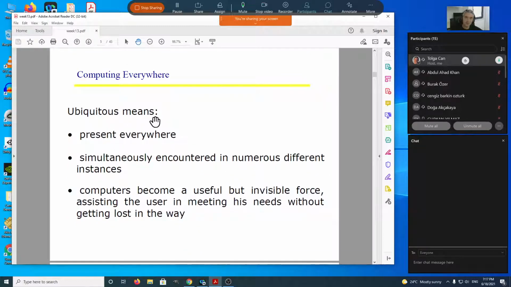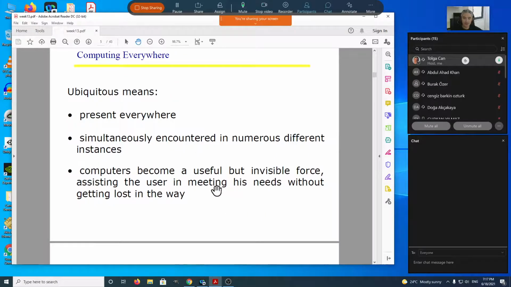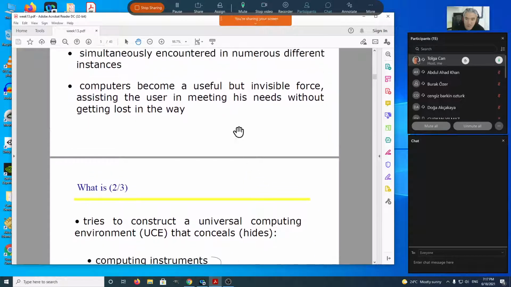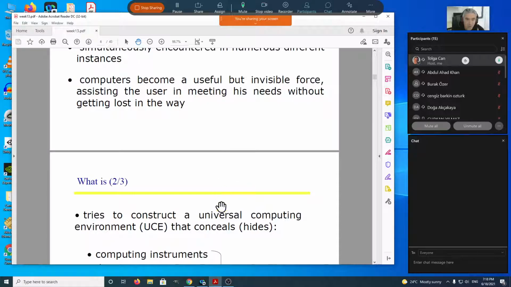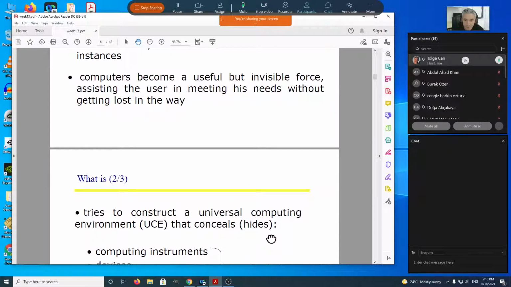So ubiquitous, its dictionary meaning is it means present everywhere, simultaneously encountered in numerous different instances. And here, it's making computing resources available to all devices around us. And users should not get lost in the way. That's the main thing. I mean, because they should make our lives easier without our particular attention.